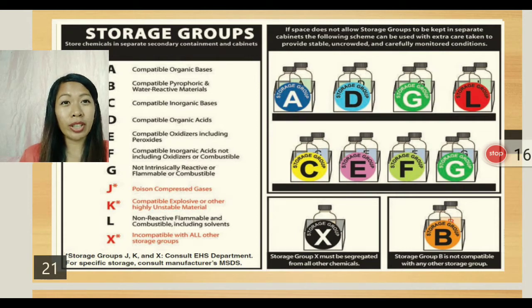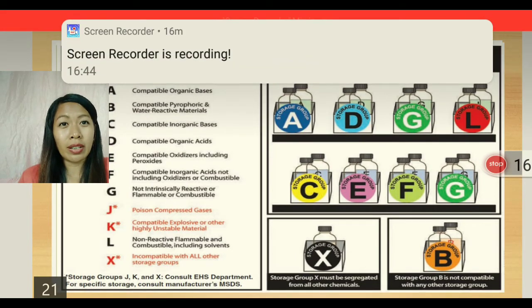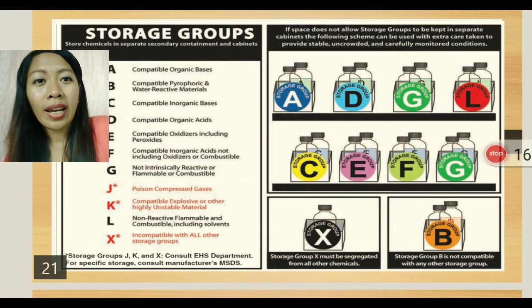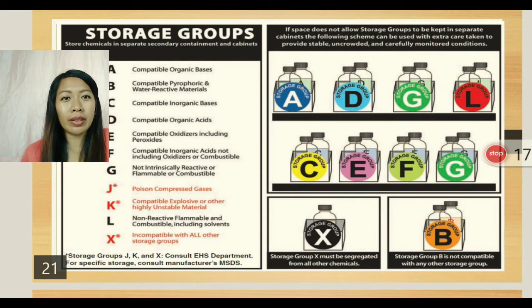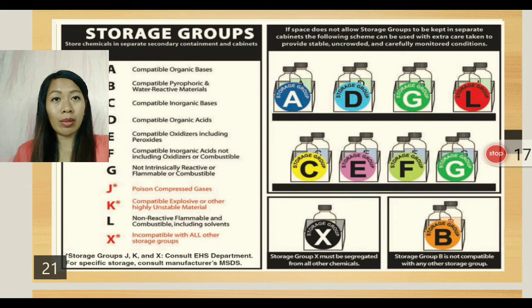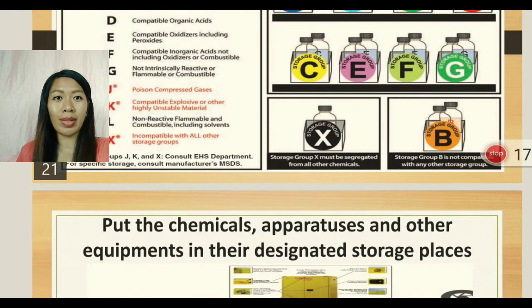F, compatible inorganic acids. G, they are the flammable or combustible chemicals. J, poison, compressed gases. K, compatible explosives or other highly unstable material. L, non-reactive flammable. And X, incompatible with all other strong groups. So that's how we label according to their storage groups for chemicals.